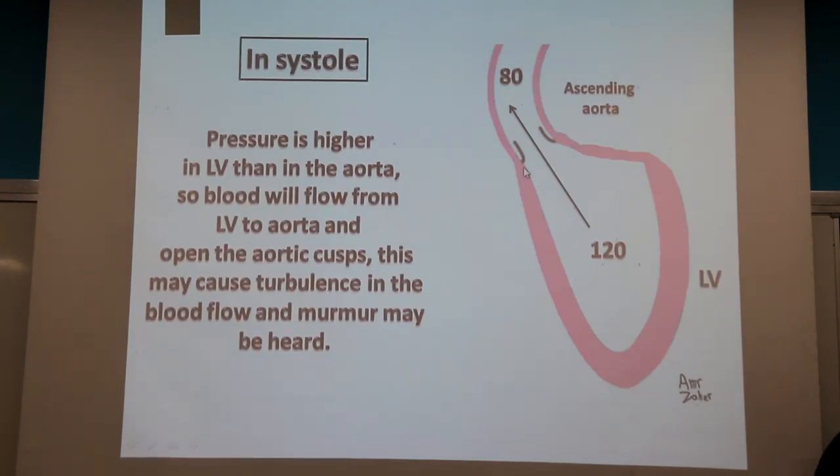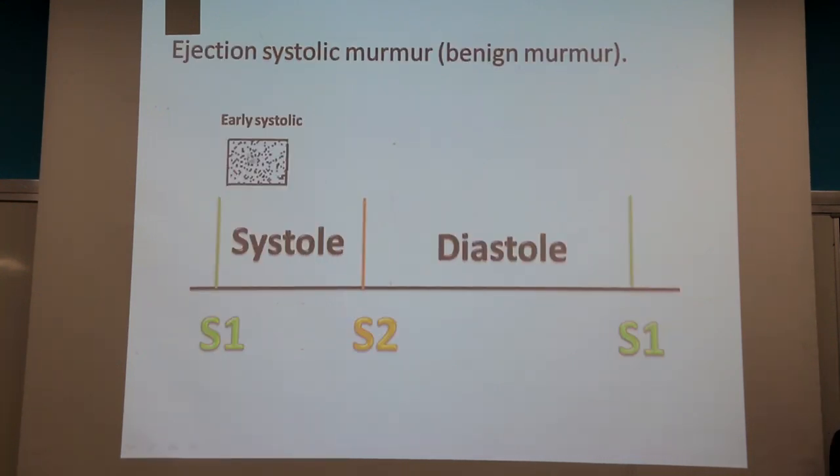In systole, pressure is higher in the left ventricle than in the aorta. So blood will flow from the left ventricle to the aorta over the cusp, and it may cause turbulence because of the pressure gradient. Turbulence may produce a murmur. This is what we call an innocent murmur. An innocent murmur is an early systolic murmur. We also call it a benign murmur.